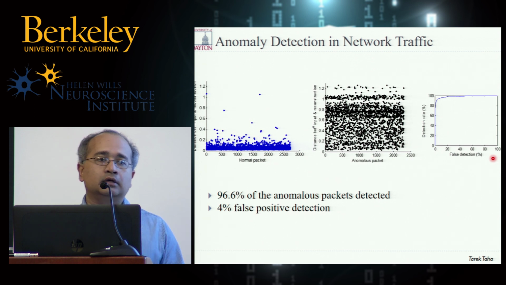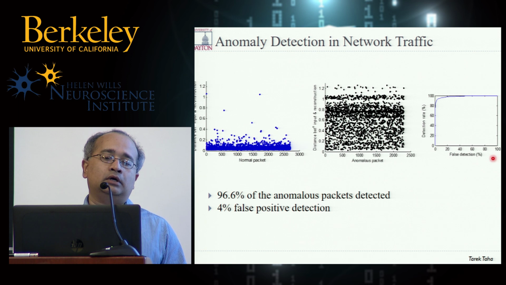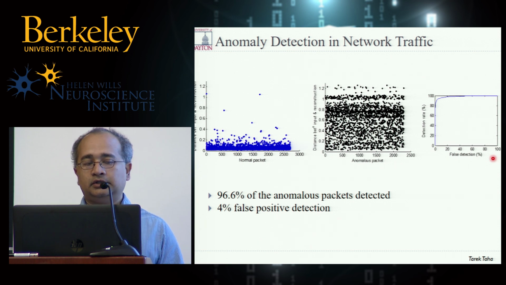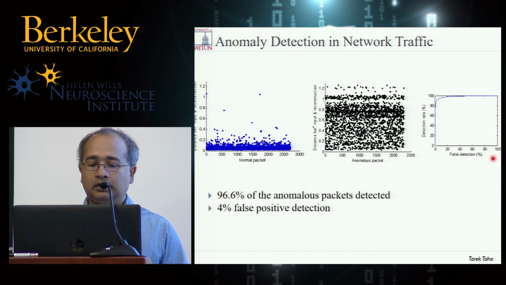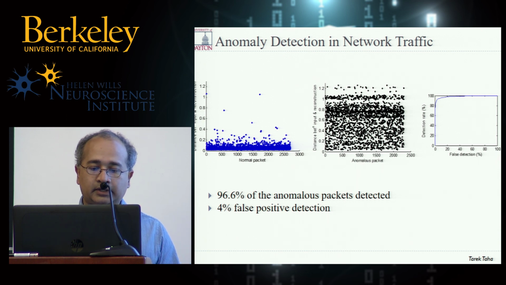Here's another use of that kind of circuit, for anomaly detection using the KDD dataset for network traffic. What you see over here, these are considered normal packets, and these are considered anomalous packets. You see a fairly decent separation. Depending on where you put your separation line, we get about 96.6% anomaly packet detection with about 4% false positive rate.